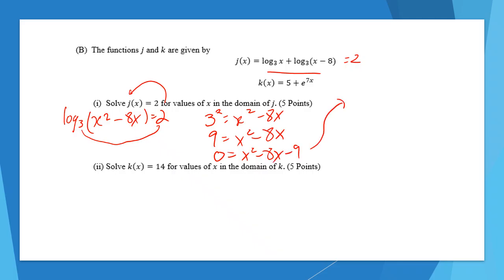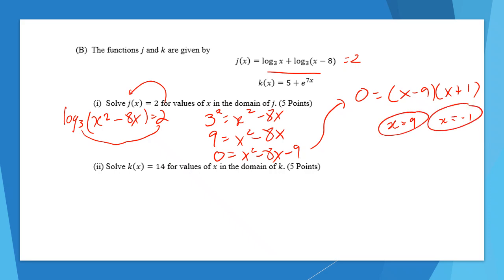Once we get here, we want to factor. So I'm going to factor that into (x minus 9)(x plus 1), and get our two solutions of x equals 9 and x equals negative 1. Unfortunately, though, when we plug negative 1 in here, we would get log base 3 of a negative number, and you can't take the log of 0 or a negative number, so x equals 9 should be our only solution.